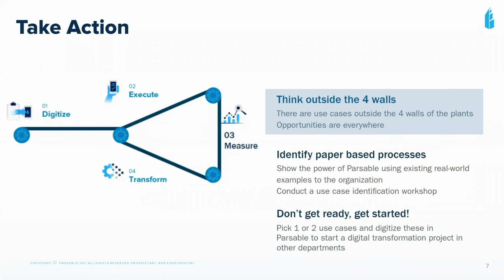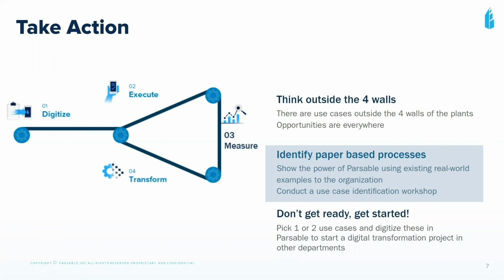So this is definitely one thing we would like to encourage you: think outside the four walls. Identify paper-based processes. There are many of them out there. Show the power of Parsable using real-world existing examples to the organization. Our approach is that we conduct use case identification workshops where we sit down, and often do plant tours, and we walk with the customer through the four walls of the facility or through the supply chain and identify areas where they can digitize paper-based processes.